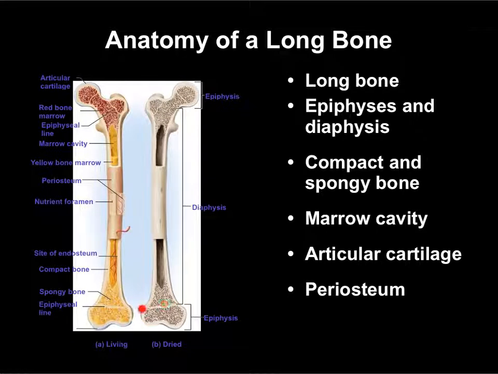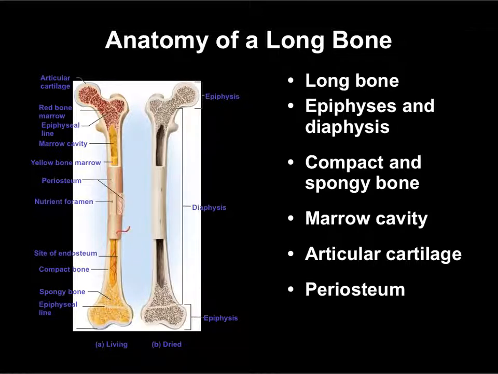The ends of a long bone are called the epiphysis. Epi means on top of, physis, bone. It's not really bone, but on top of the long bone structure. The epiphysis is usually going to be coated with articular cartilage, which is a hyaline cartilage. And the epiphysis is filled with what's called spongy bone.